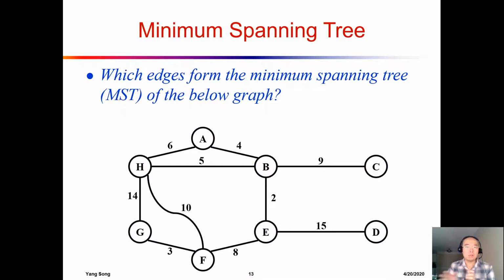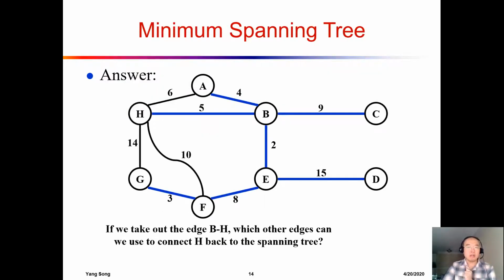So if we have to guess, how do we draw the MST, the minimum spanning tree? Okay, so the answer is like this. We just keep all the edges highlighted in the blue color, and then we will have an MST. For the MST, number one, we are reusing only the graph edges. We are not drawing any additional edges, right? And number two, we do have all the nodes connected, so we are not leaving any of the nodes behind.